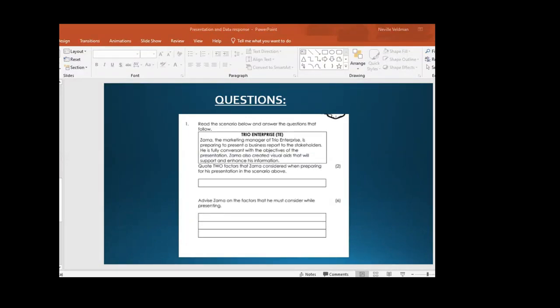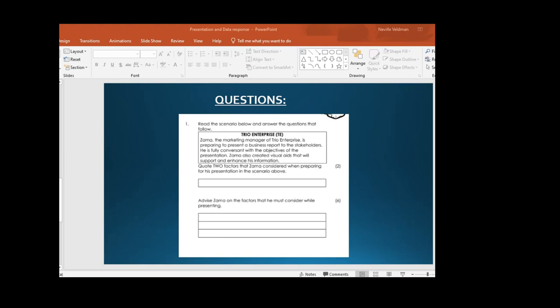Oh, there we go. Wow, well done. Thanks for that. That is definitely right. So let's read what Florida said once again. Florida, your first one is the objectives of the presentation. That is definitely right for before. So remember, grade 12s, it says in the scenario that you must quote. And that is 100% right. By quoting, you put it in inverted commas: objectives of the presentation and obviously the visual aids that will support.